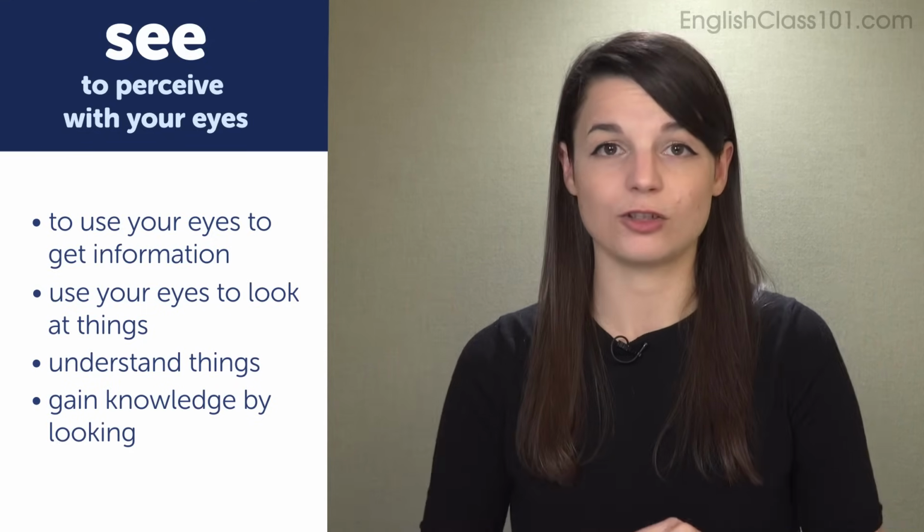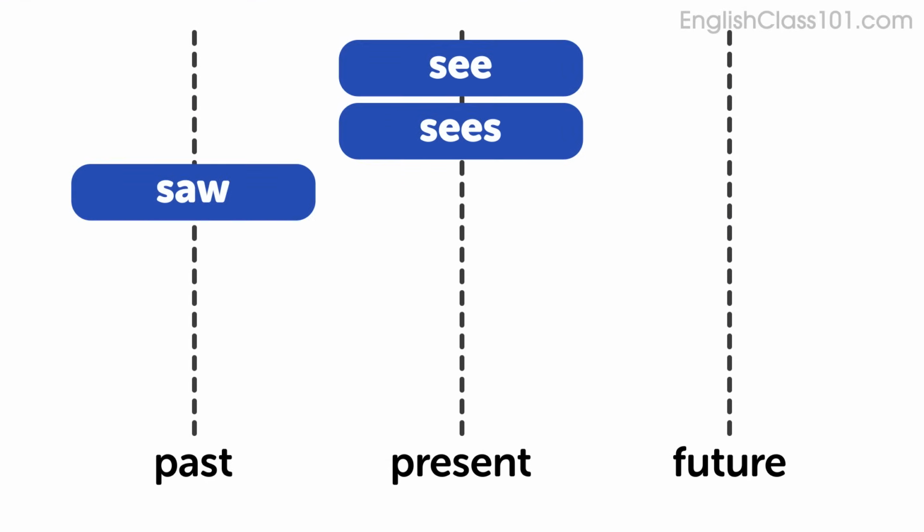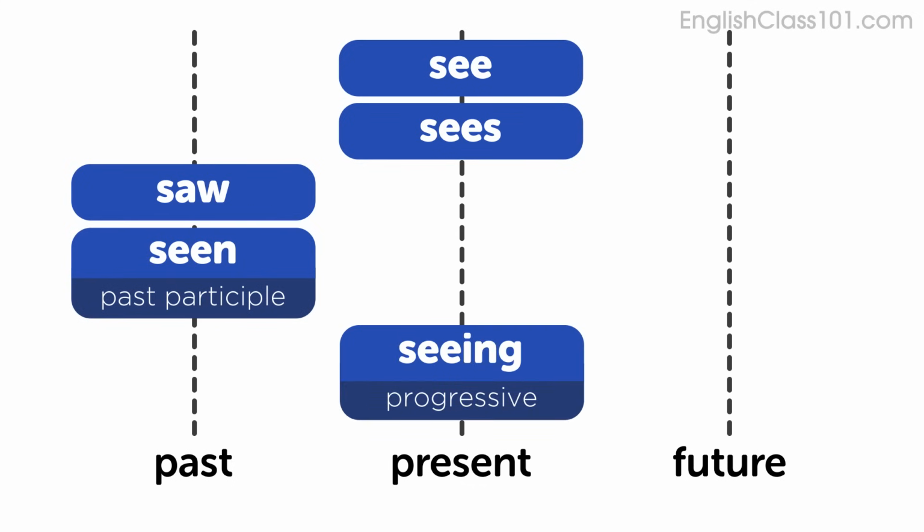Okay, let's see the conjugations for the verb see. See, sees. Saw, seen, seeing.